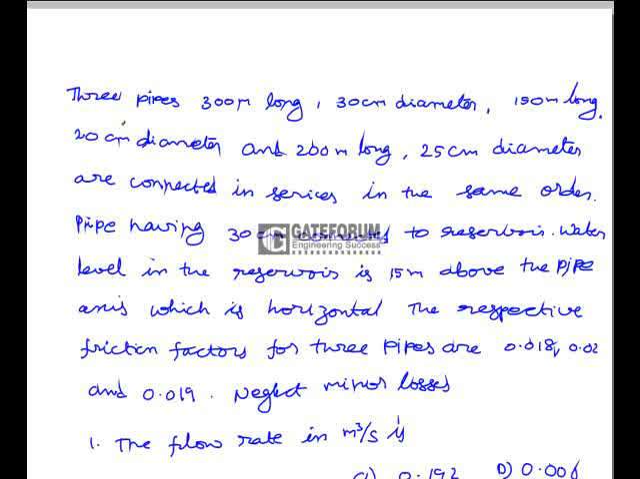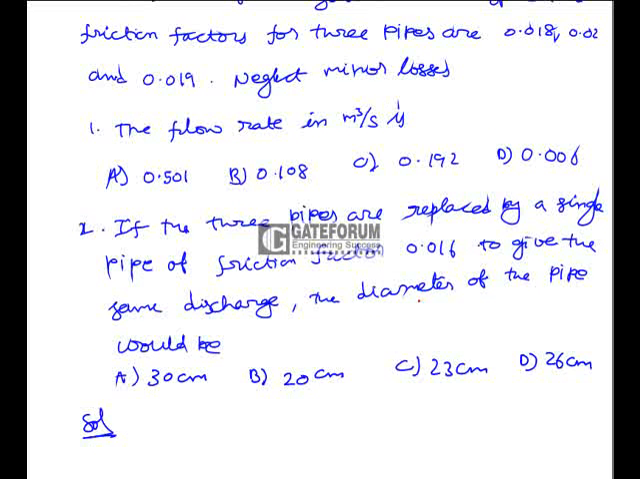Here it is a linked answer question. It consists of two questions in such a way that the second question's answer depends on the first question. The first question is, the flow rate in meter cube per second is, and the second question is, if the three pipes are replaced by a single pipe of friction factor 0.016 to give the same discharge, the diameter of the pipe would be. Coming to the first question, we have to find out the flow rate. Here the known values are the total head, the diameter and length of the pipes, and the friction factor.